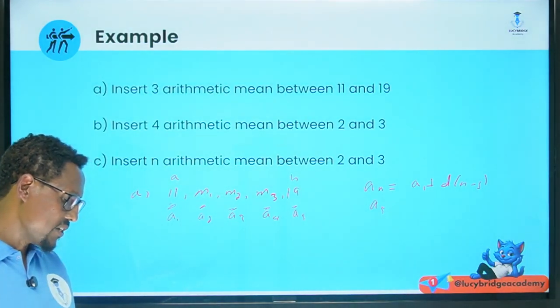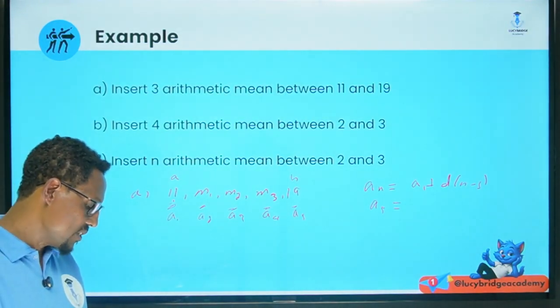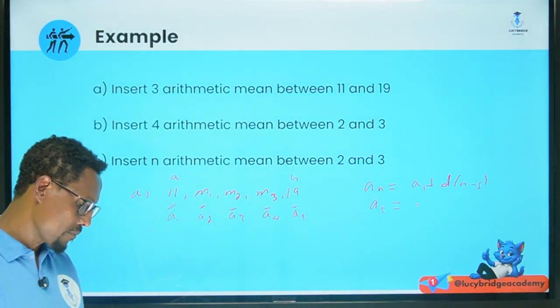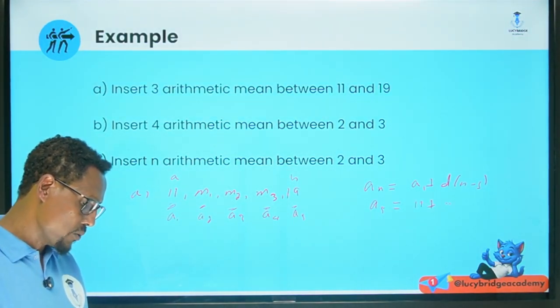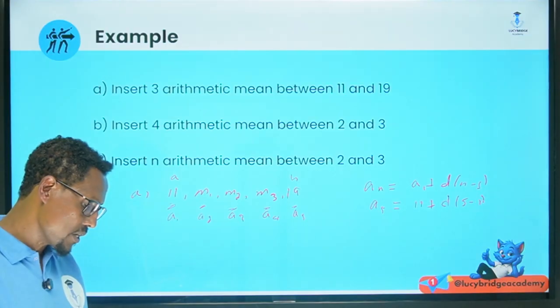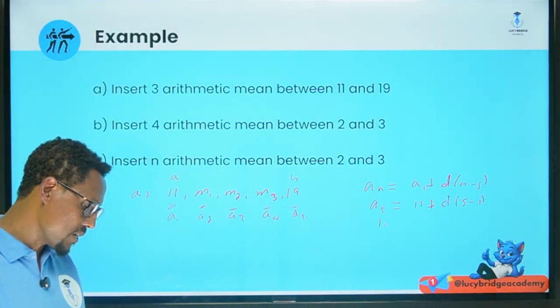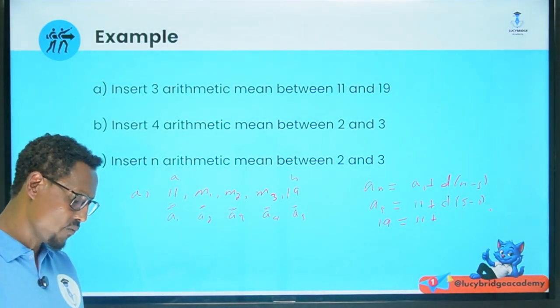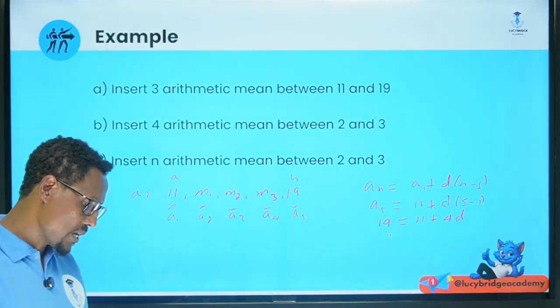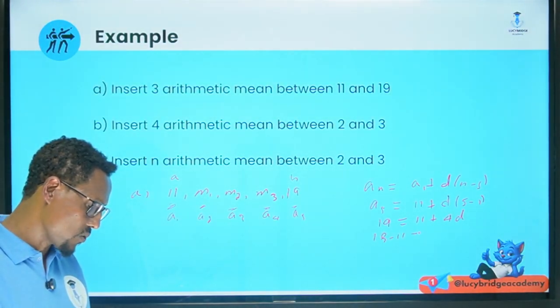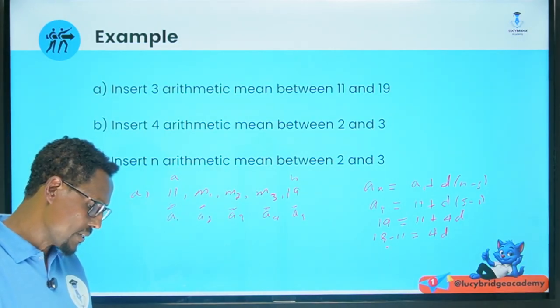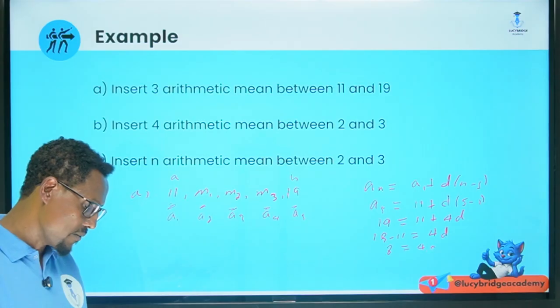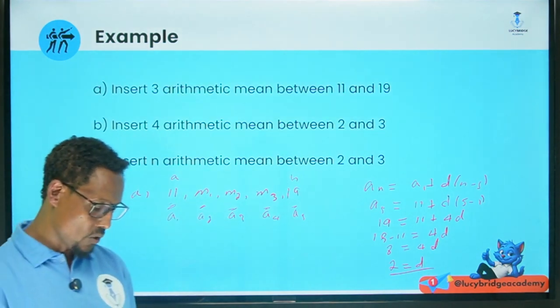A5 is 19, which is equal to A1, and A1 is 11, plus the common difference D, which we don't know, times N minus 1, where N is 5. So 19 equals 11 plus 5 minus 1, which is 4, times D, so 4D. Now 19 minus 11 is 8. 8 is equal to 4D. Dividing both sides by 4, D is equal to 2. We have the common difference.